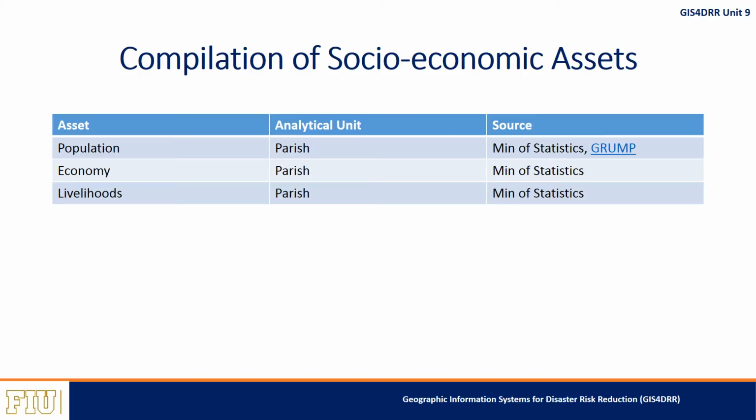The socioeconomic assets, including population, economy, and livelihoods, will be analyzed in aggregate form at the parish level. Then we'll use data from the Ministry of Statistics, as well as Columbia University for population, because they have a distributed population data set. The Ministry of Statistics will have the population at the parish level, but this GRUMP data, and I encourage you to click on it and go investigate it, has distributed population in a raster format that can be more useful for some studies.